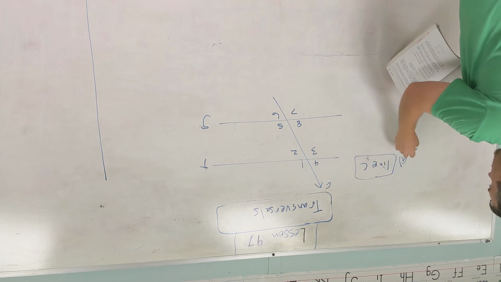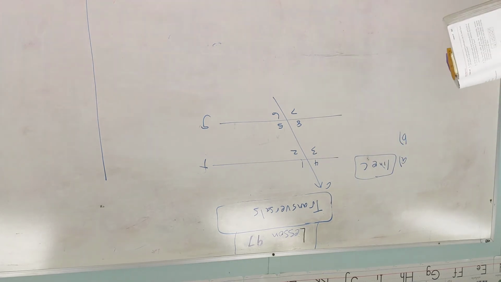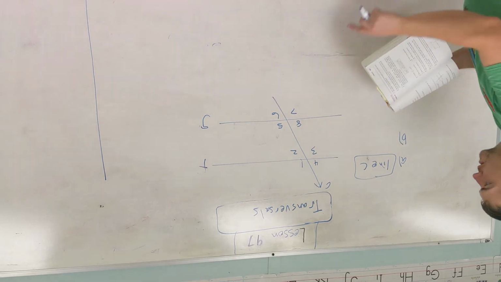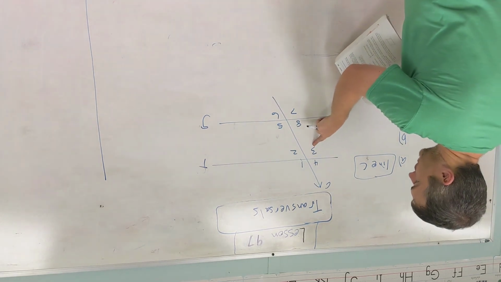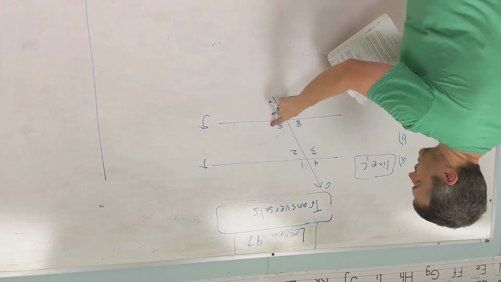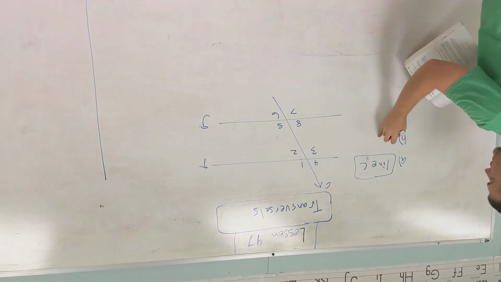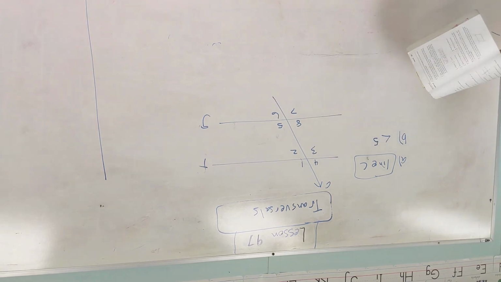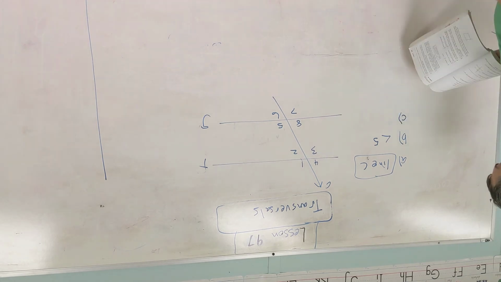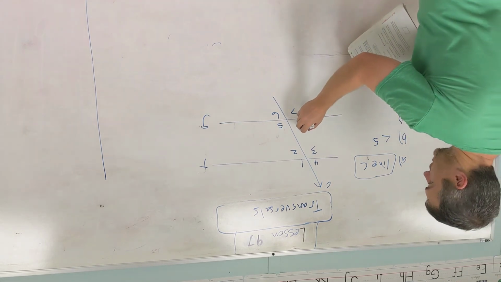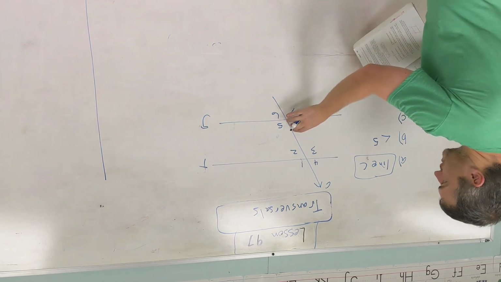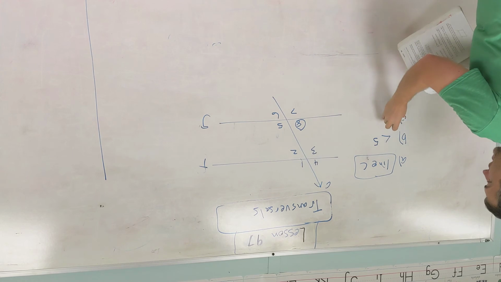So that's part A. Part B, it asks which angle is an alternate interior angle to angle 3. So we've got angle 3 here, and our alternate interior angle is going to be on the other side. It's going to be angle 5. Okay? Which angle corresponds to angle 8? So we've got angle 8 here. We know that correspondence is in the same relative position, so we just have to scoot up. That's going to be angle 4.